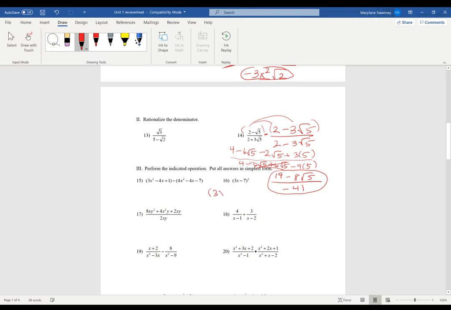16, we have to write this out twice in FOIL. So 9x squared minus 21x minus 21x plus 49. So that's 9x squared minus 42x plus 49.